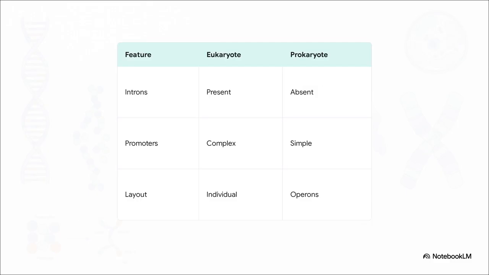Breaking this down, the divergence is stark. Eukaryotes utilize a complex system where individual genes have dedicated, highly sophisticated promoters. They use enhancers, silencers, and those intervening introns that require that massive, complex splicing machinery we just talked about. Prokaryotes, though, prioritize raw efficiency. They lack introns entirely. And by grouping multiple related genes into operons, one single genetic on-off switch can activate an entire metabolic pathway all at once.